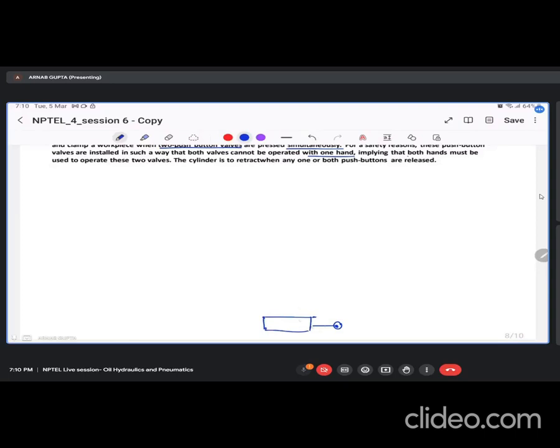This is your filter regulator lubricator. Some problem with the stylus. Now you're bifurcating it into the two valves. So on one side, you have one push button actuator.